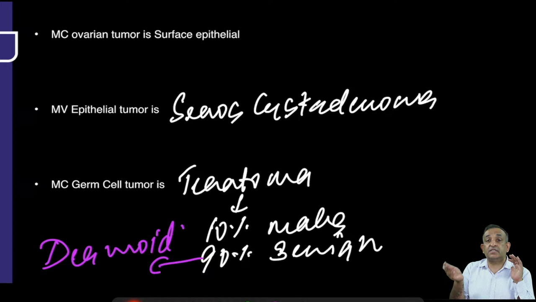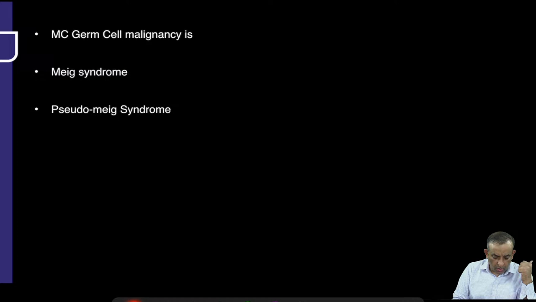So what is the question? What is the most common ovarian tumor? Serous cystadenoma. Now, what is the most common germ cell tumor? Teratoma. Teratomas are mostly benign, 90%. So what is the most common type of teratoma? The benign one, which is 90%. What is that? Dermoid. Dermoid is the most common germ cell tumor, not the malignant variety. The benign variety is most common. So most common teratoma is the benign teratoma, which is the well-differentiated teratoma, and that is dermoid. All right. And dermoid is also the most common tumor of pregnancy, and it's also the most common tumor of torsion.